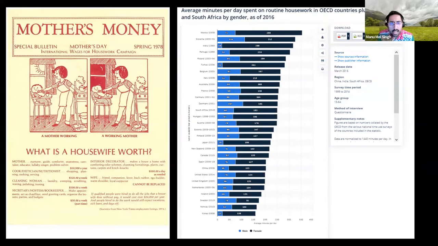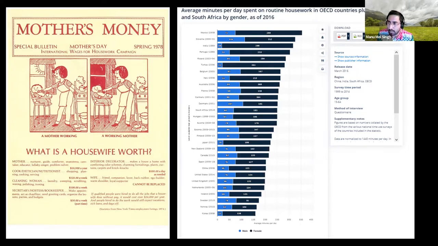On the right-hand side is the Organization for Economic Cooperation and Development. And this is all of their countries plus China, India, and South Africa, an average of minutes per day spent on routine housework by gender. And gender here, I'm specifically staying within the binary of male and female. The left-hand side is male, which is the lowest end is 19 minutes a day from India. And India also has the highest amount of housework that women do at 298 minutes per day. Where the US is, I think men put in about 76 minutes a day and women put in 124 minutes a day. So almost twice as much as men put in.